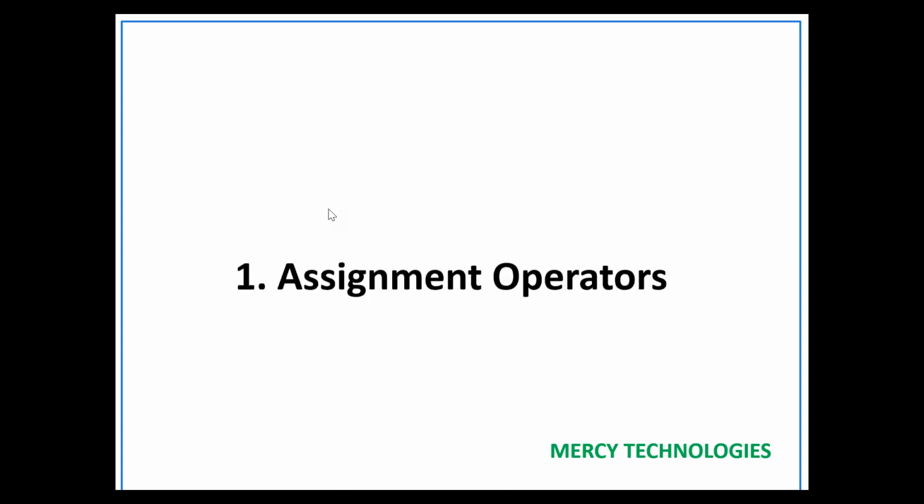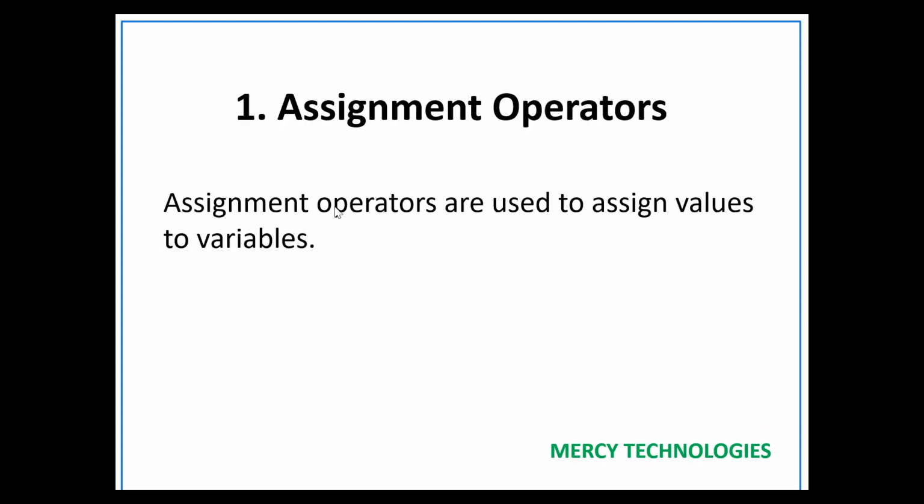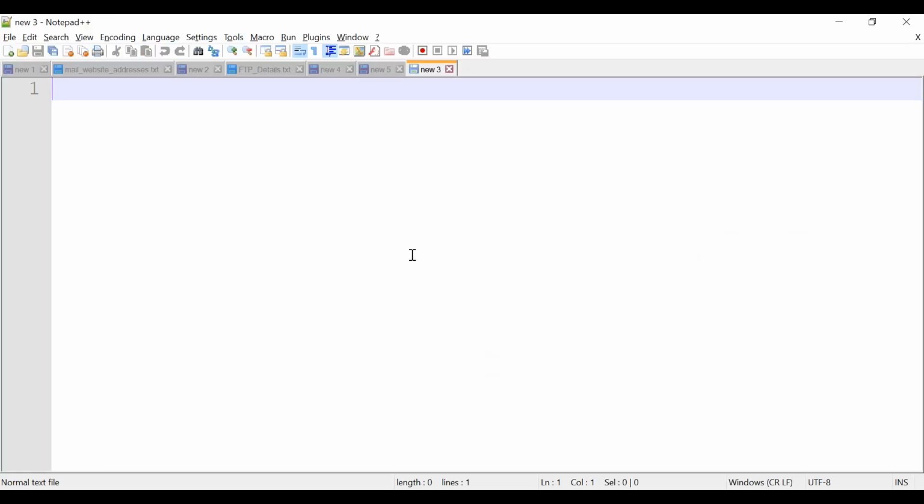First one is assignment operators. What is meant by assignment operators? Assignment operators are used to assign values to variables. We have already seen this kind of program. The assignment operator is nothing but equals. If I mention equals, that is called the assignment operator. So let's go through one program for the assignment operator.